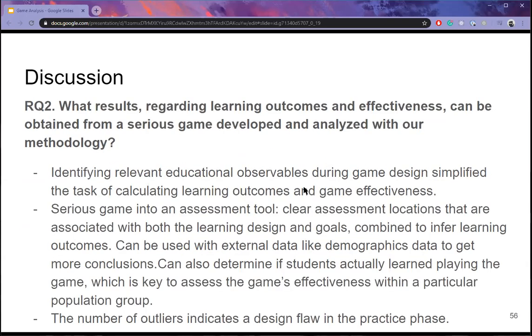So what results regarding learning outcome and effectiveness can be obtained from a serious game developed and analyzed with our methodology? If you identify relevant educational observables during the game design, you'll simplify the task of calculating learning outcome and game effectiveness. If you use a serious game as an assessment tool, the assessment process and learning outcome are more clear. And it can be used with external data like demographic data to get more conclusions. And as a key of the assessment process, we can also determine if students actually learn playing the game. They also concluded that the number of outliers indicates a design flaw in the practice phase.